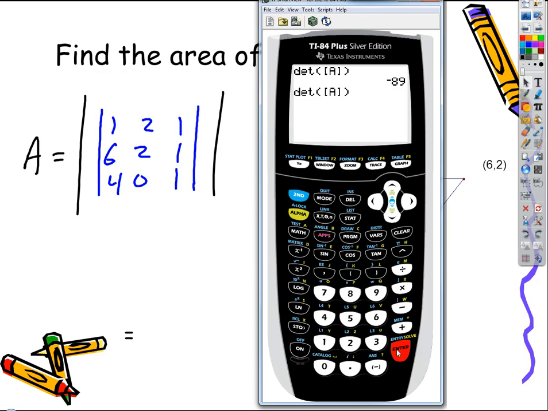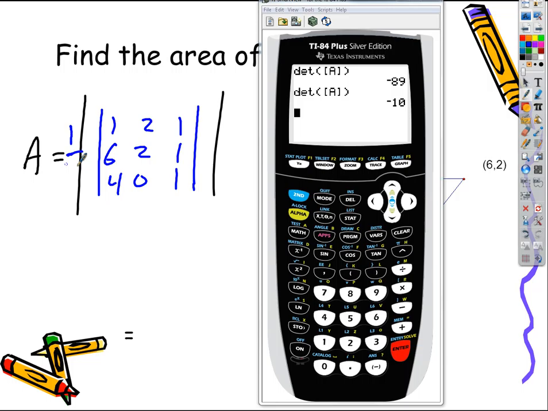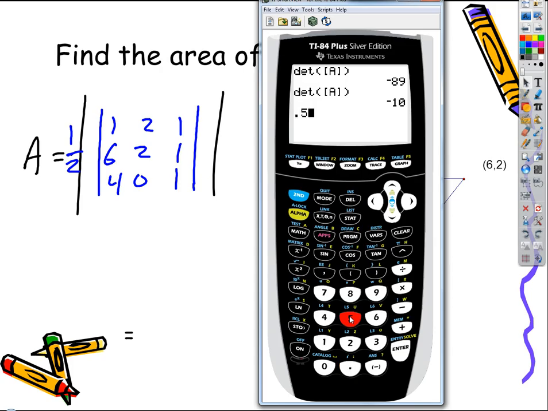Yep. Say it again. Oh, and I forgot the 1/2, didn't I? Yeah, there's supposed to be a 1/2 out front. You're right. So I could just multiply that, or I could even do this. I could say 0.5 times that, right, gives me -5, but we know to make it positive. So we have to do the absolute value first, then divided by 2 or times 0.5. Okay, makes sense? Yes, ma'am.